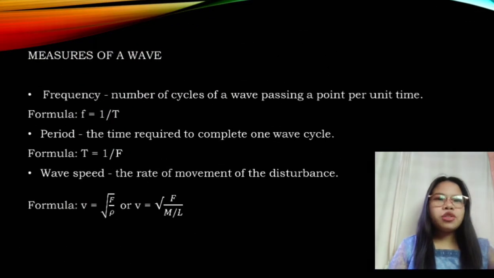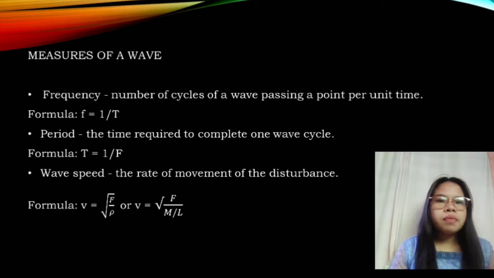Next are the measures of the wave. First is the frequency. Frequency is the number of cycles of a wave passing a point per unit time. The formula for frequency is f equals 1 over T, where T is the period in seconds. Next is the period. The period is the time required to complete one wave cycle. The formula is period T equals 1 over f, where f is in cycles per second.